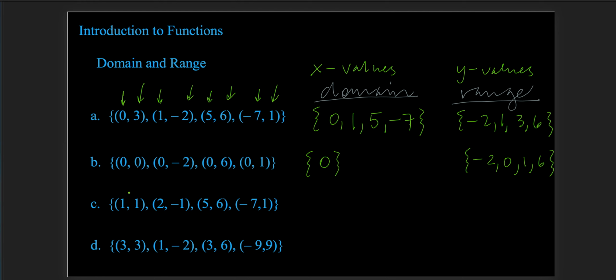And then the x values for this is 1, 2, 5, and -7. So we're going to put those in order. None of those repeat. So -7, 1, 2, and 5. And then for the y values, we have 1, -1, 6, and 1. So that'll be -1. The 1 repeats, so that gets listed once, and then 6.